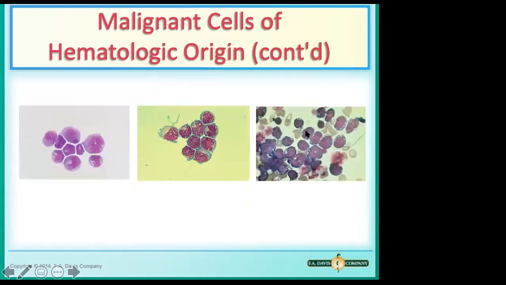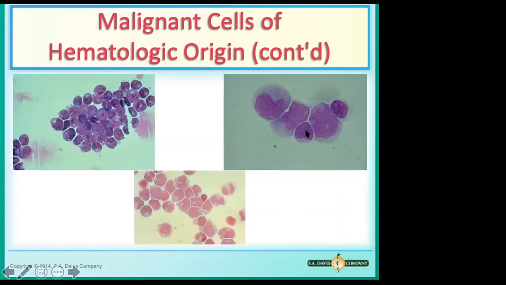Here on the right, you're looking at monoblasts. These three big ones are monoblasts, and these two small ones are lymphoblasts. You'll notice these monoblasts are very big cells. They're blast cells, so that means they're immature cells, and they're coming from a leukemia.